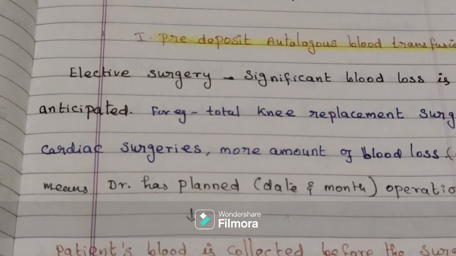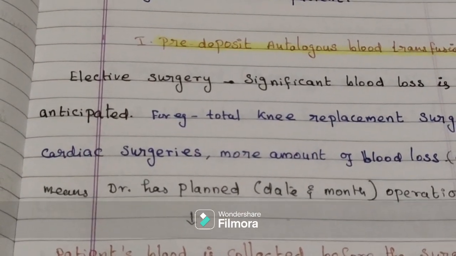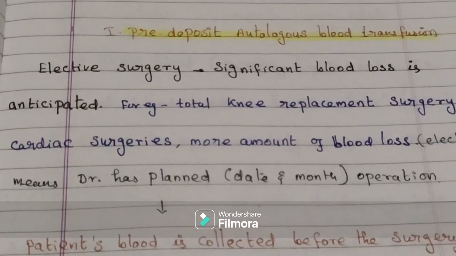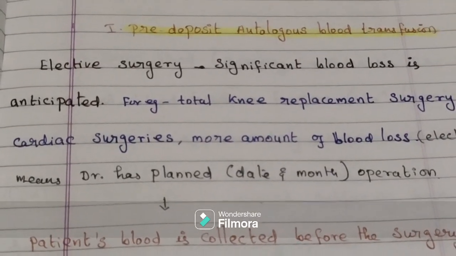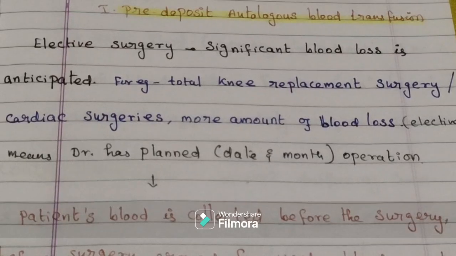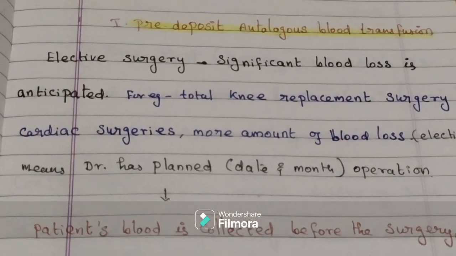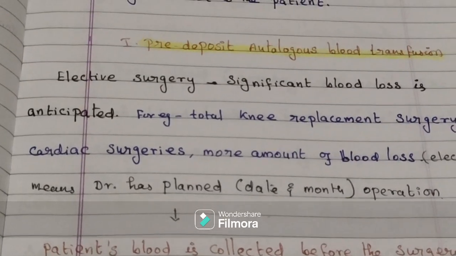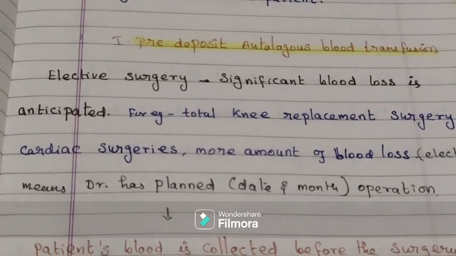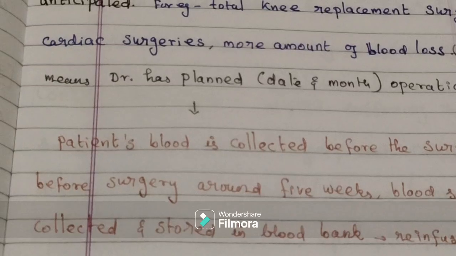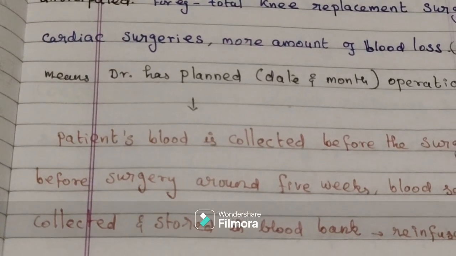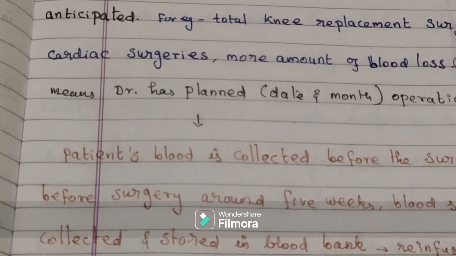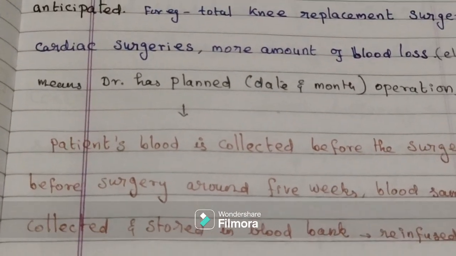Elective means it is planned. The doctor has planned the date in the month for the surgery, and before that, the method is to collect the blood sample and store it. Okay? So elective means the doctor knows when the appointment has been given, the date and the time. That is elective. So the basic thing here is that the patient's own blood is collected before the surgery.